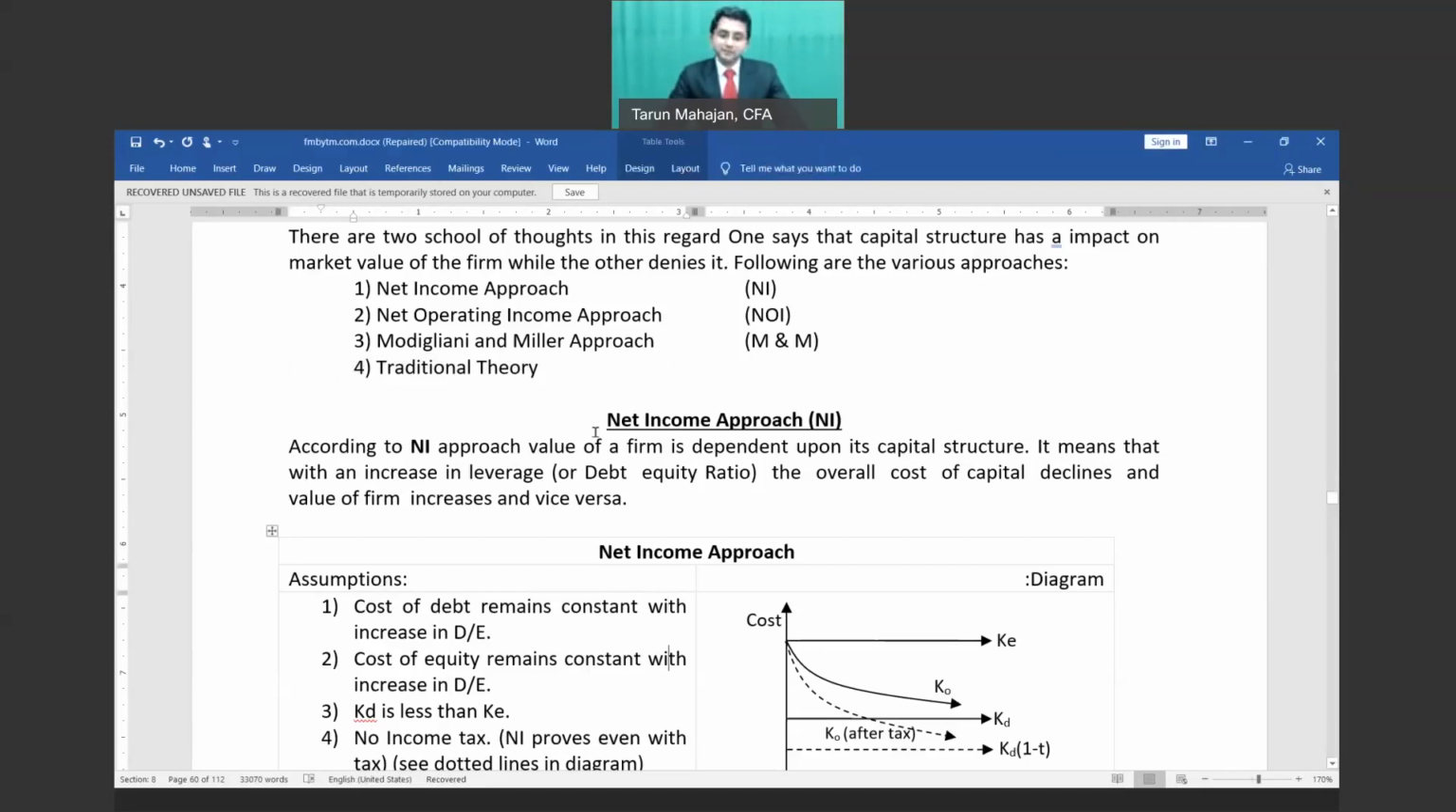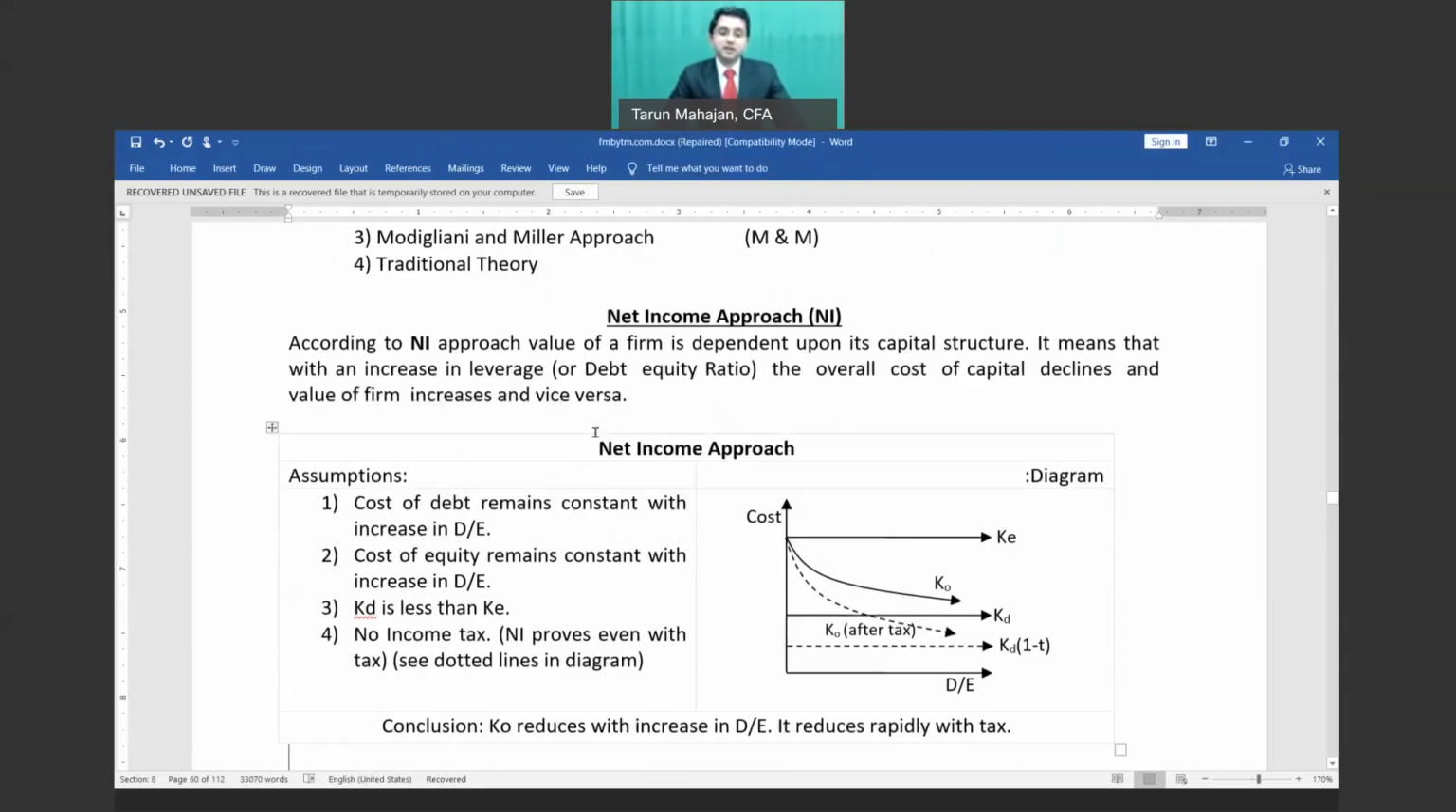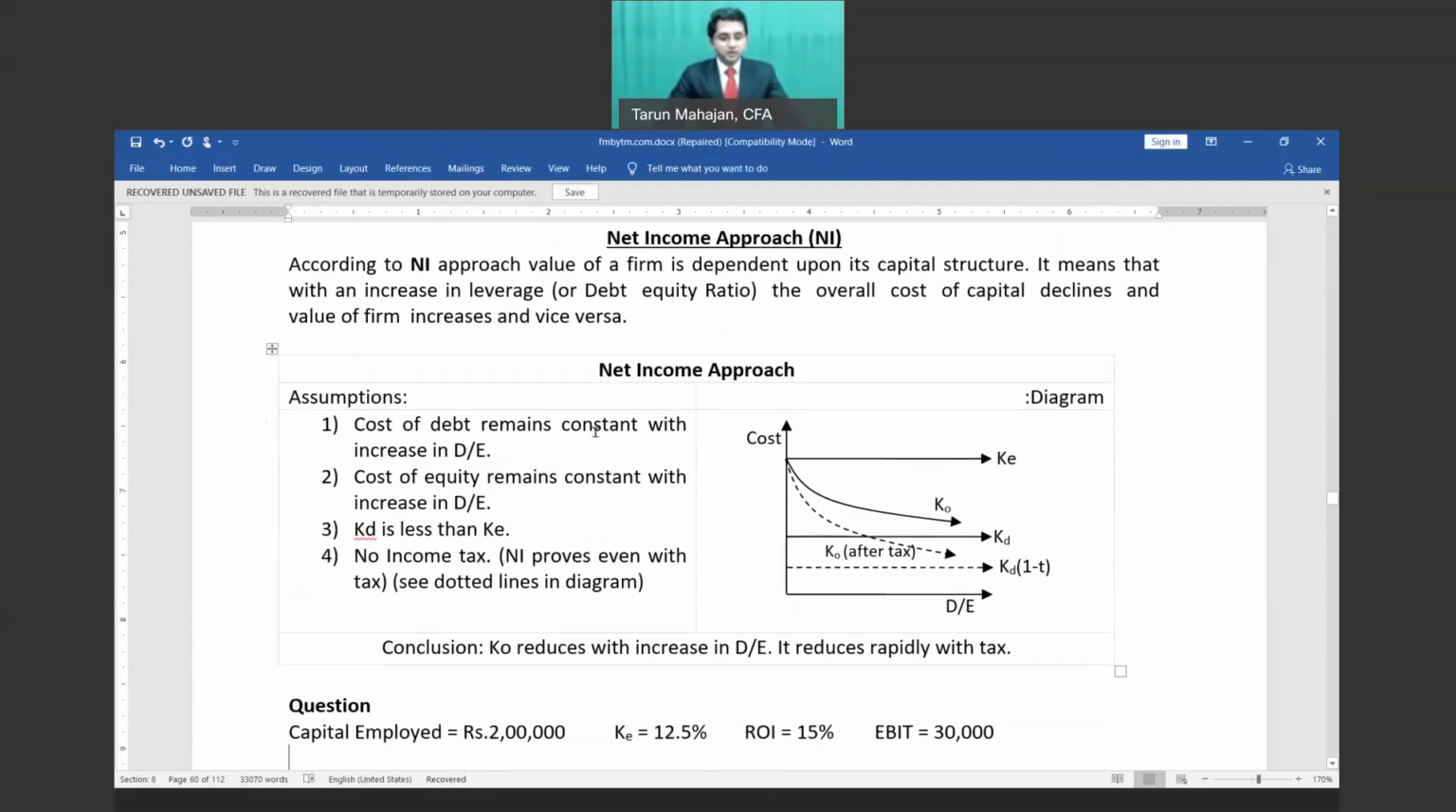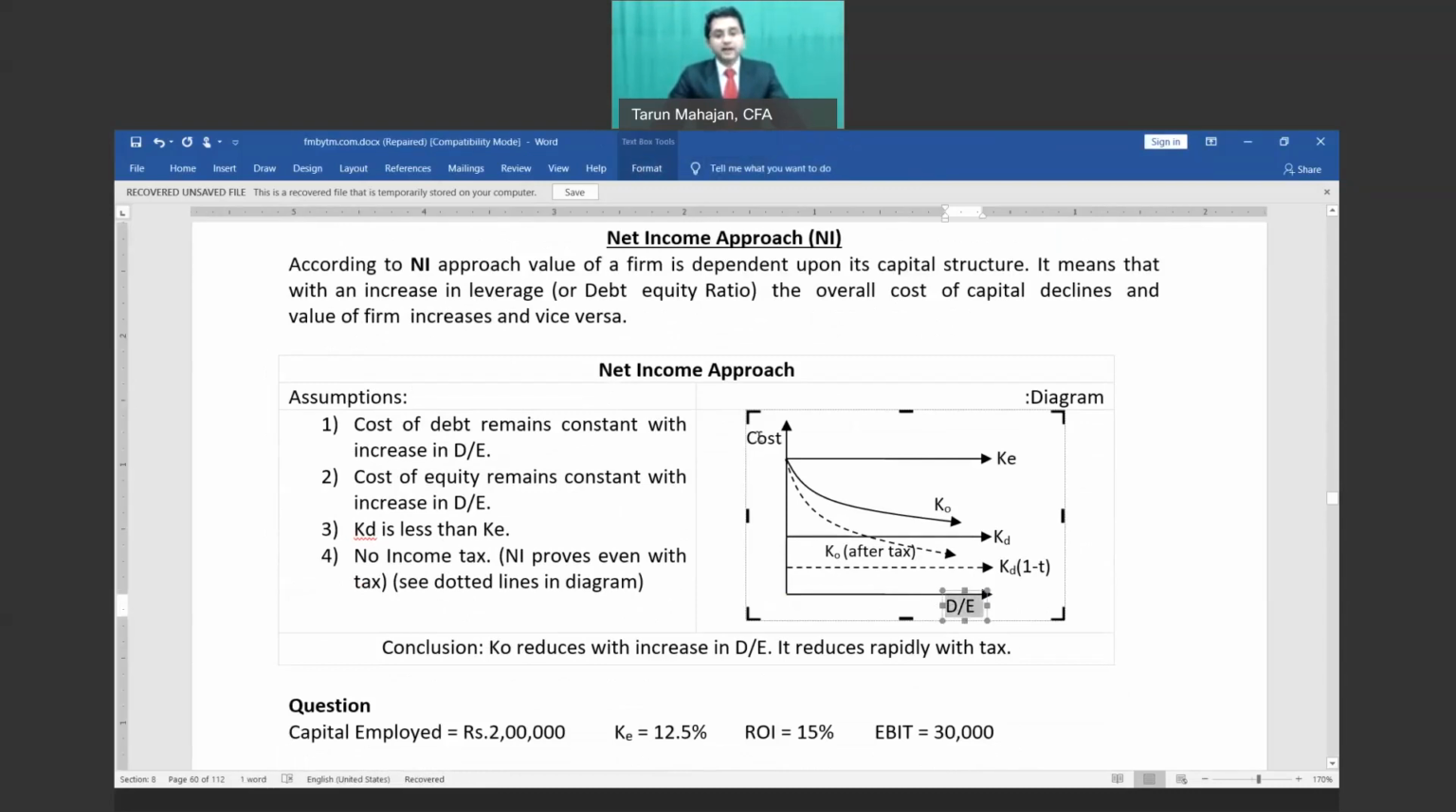What does it say? There are some assumptions under the net income approach. You see this diagram. On the x-axis, I have taken the debt equity ratio. On the y-axis, I have taken the cost of capital.